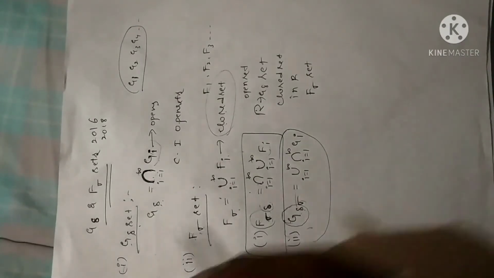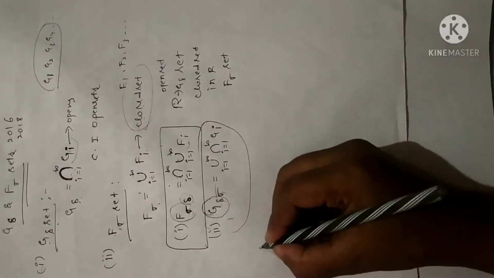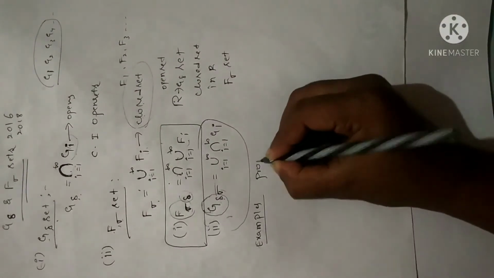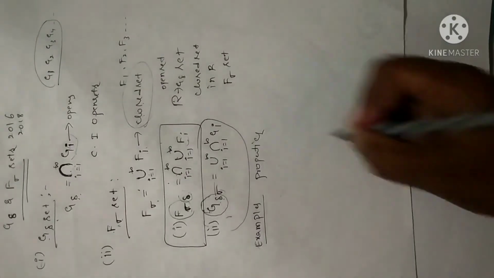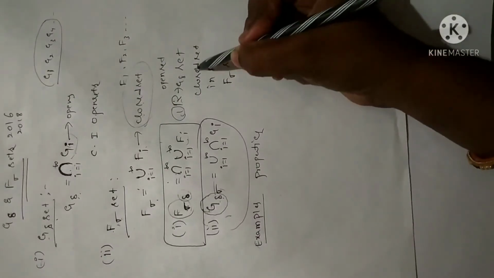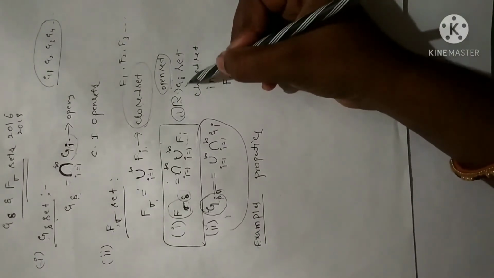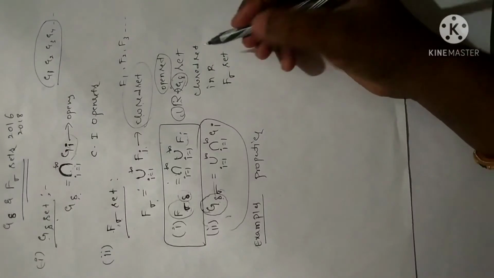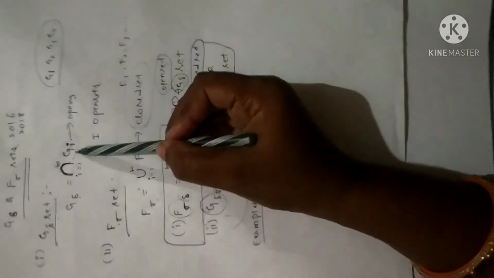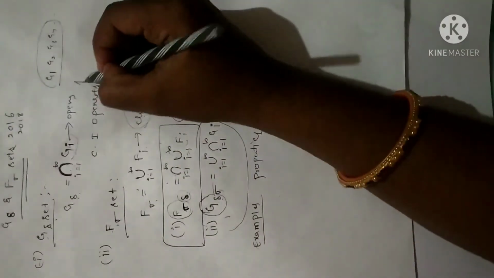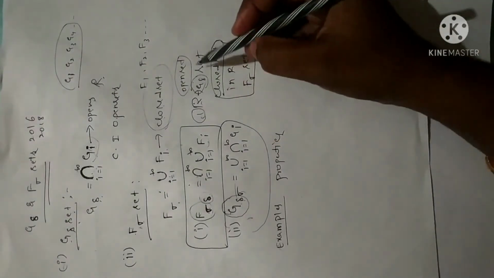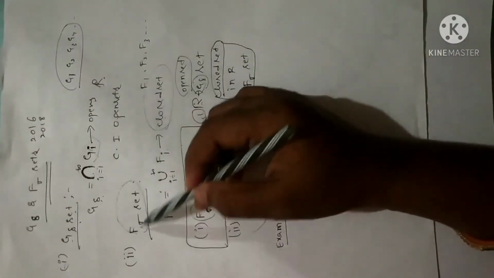Clear? Now let me tell you some of the properties, or I can say examples. Instead of saying examples, it is better to say properties, and you need to remember these properties. Just now I told you the first property is that every open set in R is a G delta set. Every closed set in R is an F sigma set. As I said, it is an intersection of open sets. So in R, if you consider any open set, it will be a G delta set. Similarly, in R, if you consider a closed set, it will be an F sigma set.